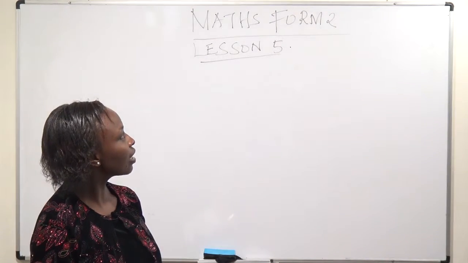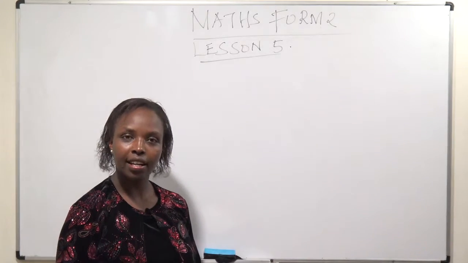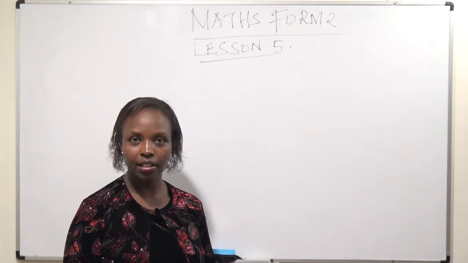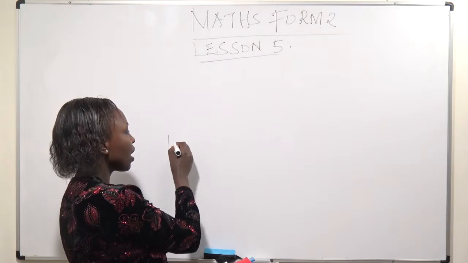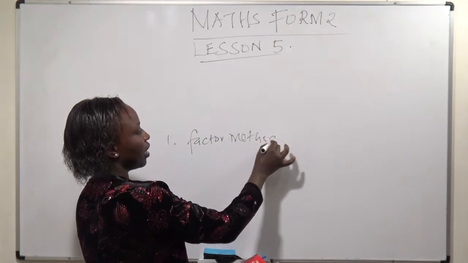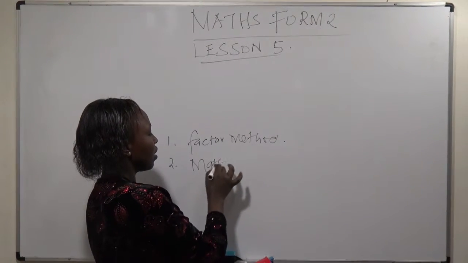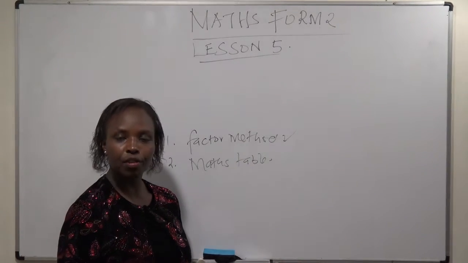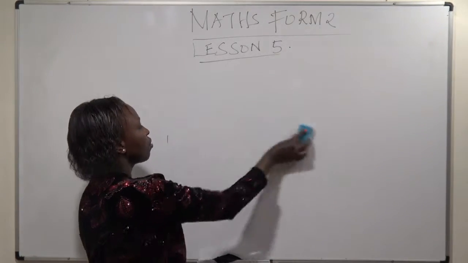Today we are going to look at mathematics Form 2, but we are going to start with the assignment that I left you to tackle during our last lesson. We are still on cube roots, and I told you that we have two methods that we use to find the cube root of numbers. One, the factor method, and two, the mathematical table, the maths table. We already tackled that, and I left you with some assignment. So I want us to first go through those questions.